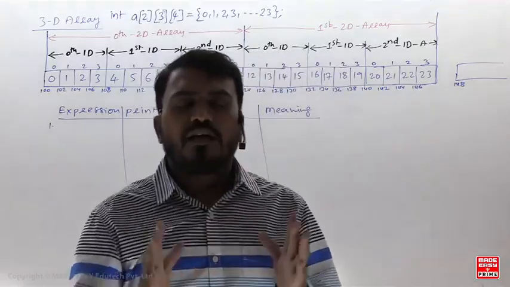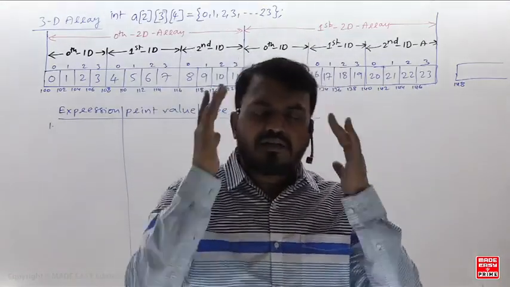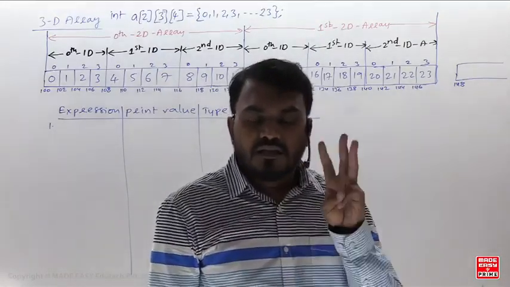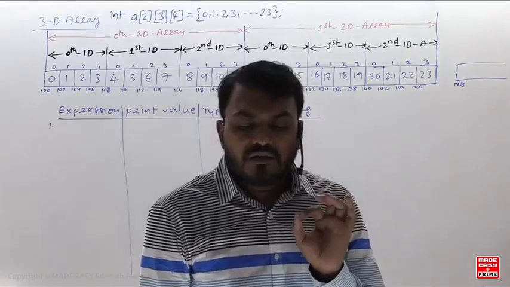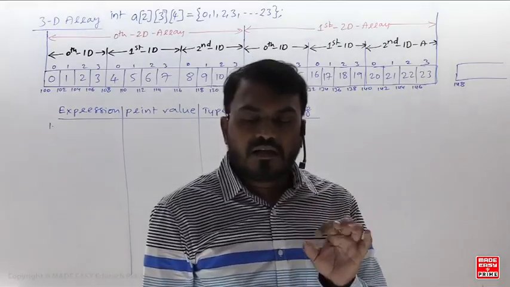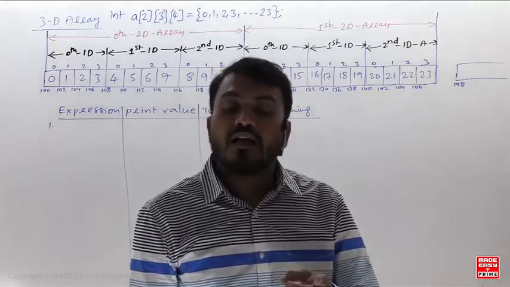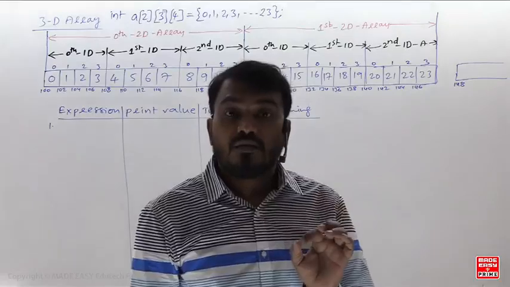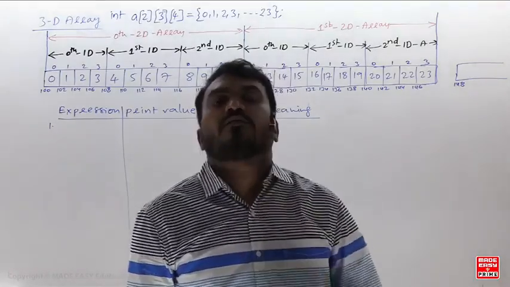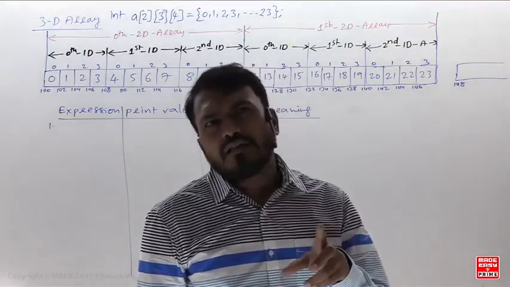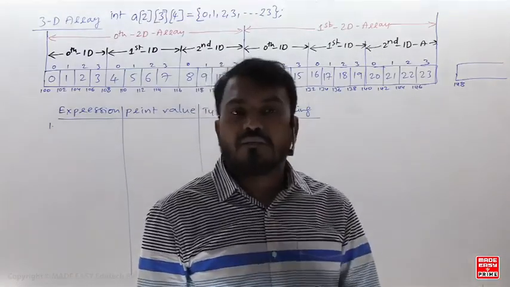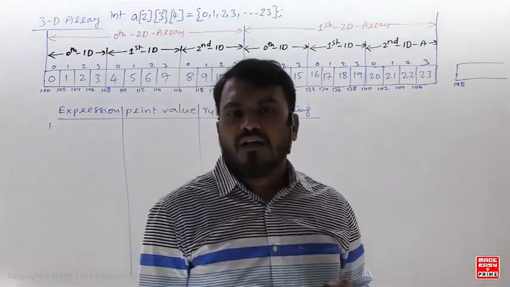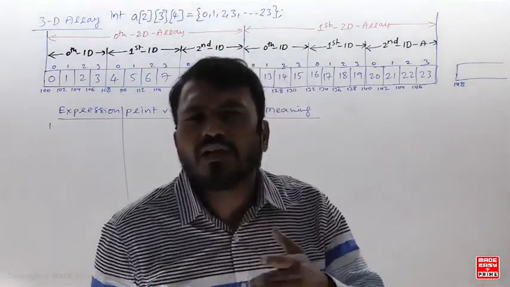Just close your eyes and make the picture. I am repeating, 3-dimensional array name without subscript. If I say A, array name without subscript will contain base address of 0th 2-dimensional array. So A means now it is pointing to the 0th 2D array. Ampersand A means it is pointing to the entire 3D array.